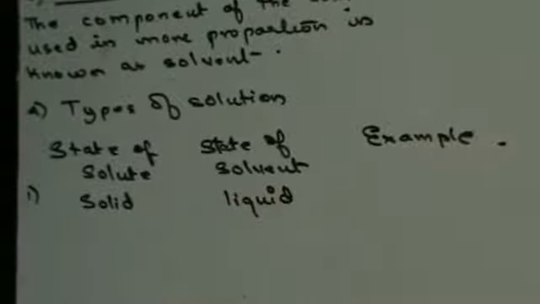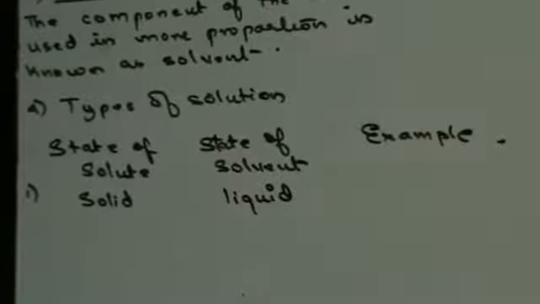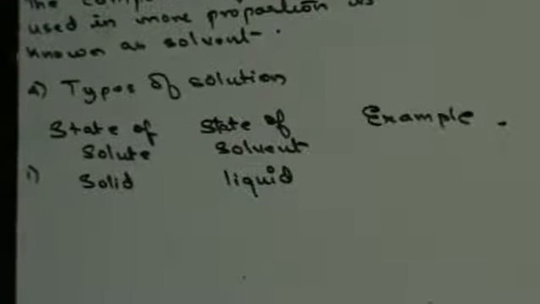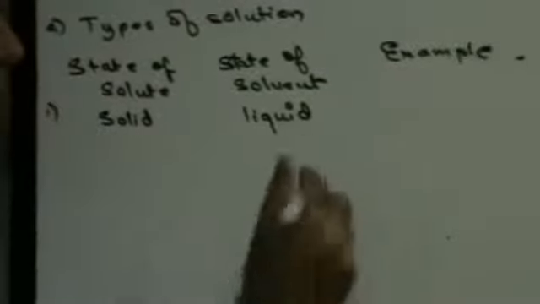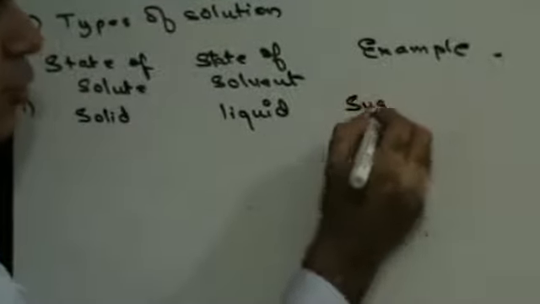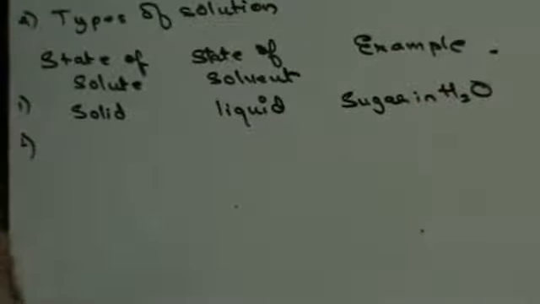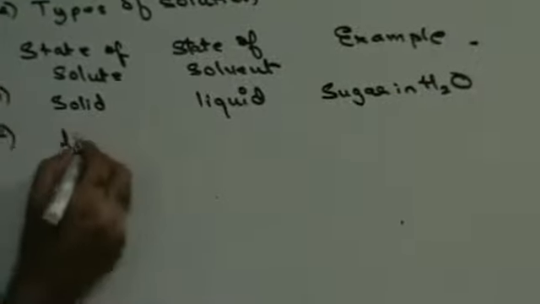You could have multiple examples of this kind. For example, the one that I gave you, sugar and water. Sugar is in solid state, water is in liquid state. The solute is in solid state, the solvent is in liquid state, right? So I can have sugar in water, I could have salt in water, I could have multiple such examples.